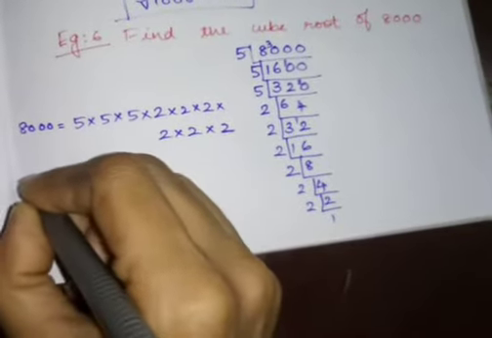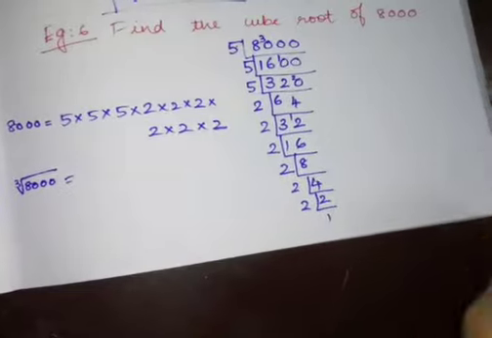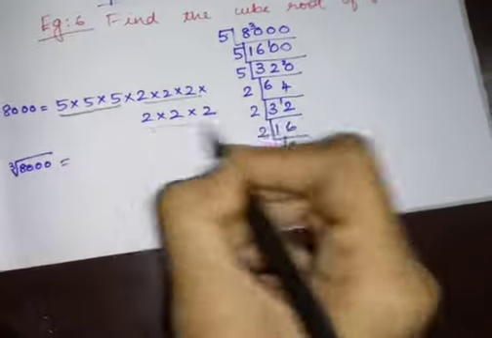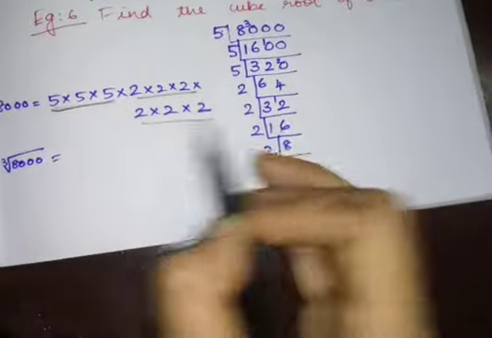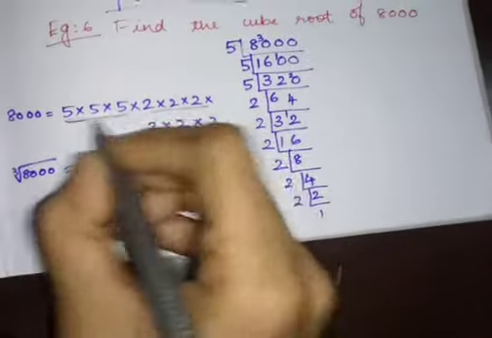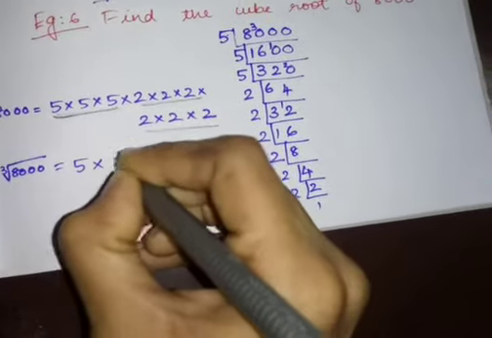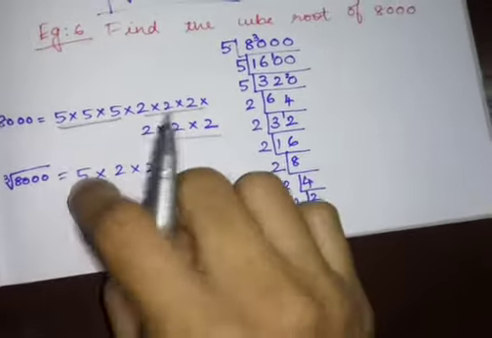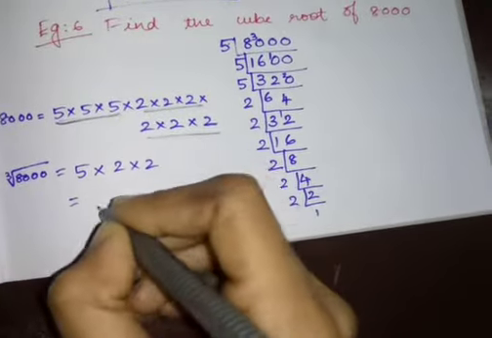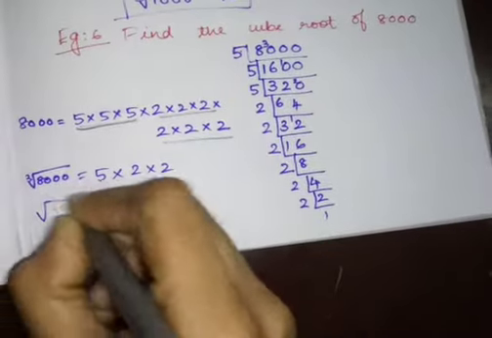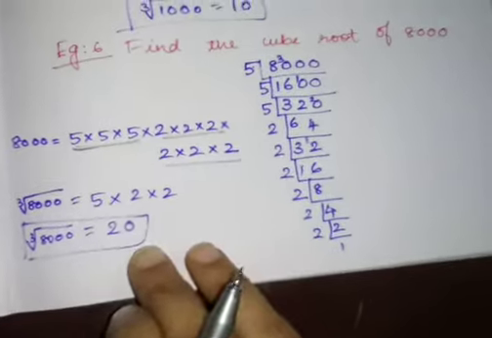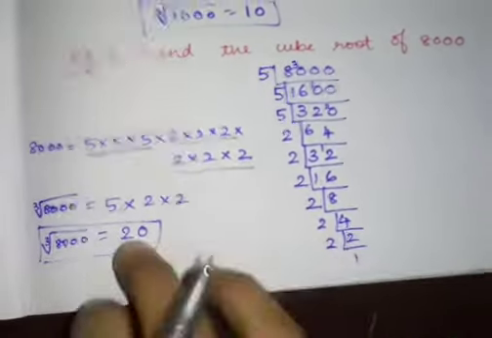So the cube root of 8000 is equal to, in cube root, how will you group it? You will group 3 numbers, right? This 3, this 3, this 3. Instead of these 3 numbers, you will write only one number. Instead of 5 into 5 into 5, 5 only one time, 2 only one time, 2 only one time. 5 2s are 10, 10 2s are 20. So what is the cube root of 8000, children? 20. You can multiply and see. 20 into 20 into 20 is 8000.